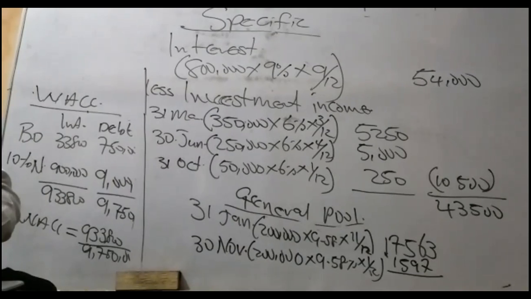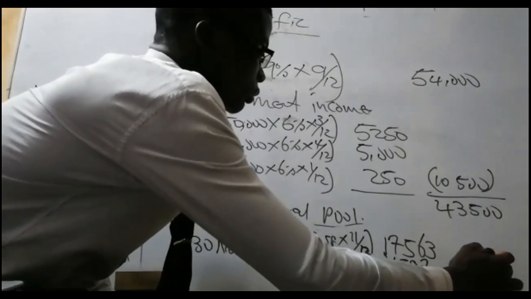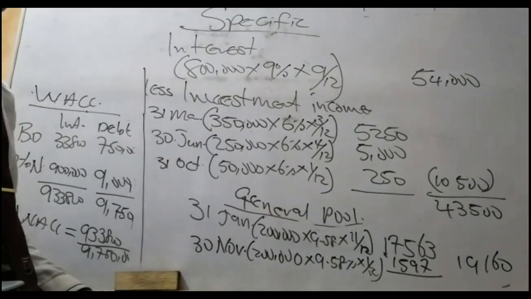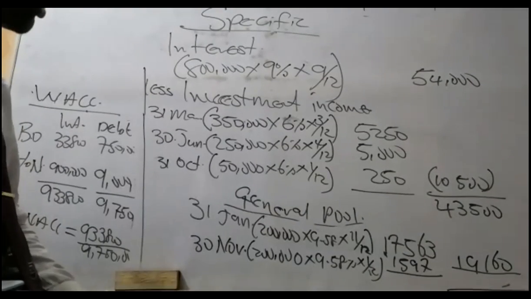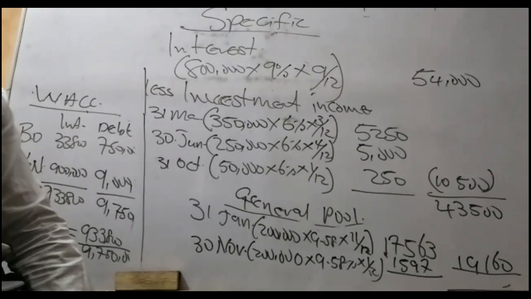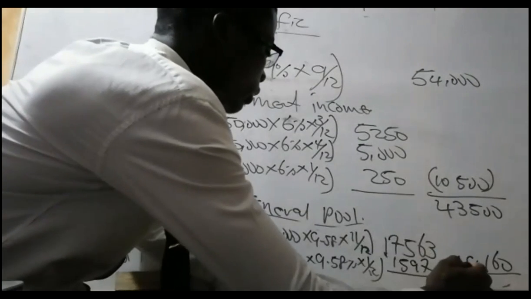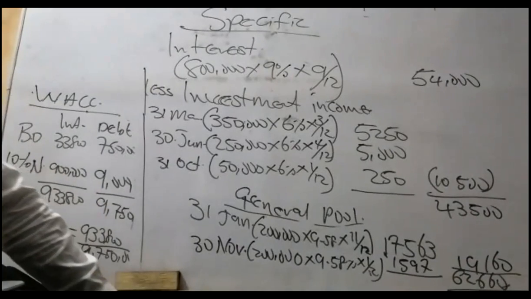That is the 43,500. So therefore, adding these two together, what do we get? You get 19,160, right? Good. Yes, 19,160. Then now put it together. The overall total is the total borrowing cost eligible for capitalization under this. So that will give us the 43,500 plus 19,160. Good. So giving a total of 62,660. So that is the amount.